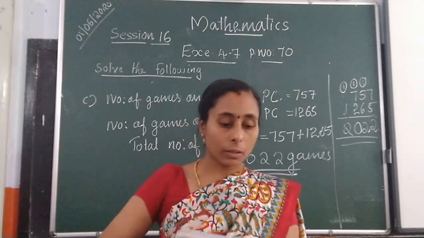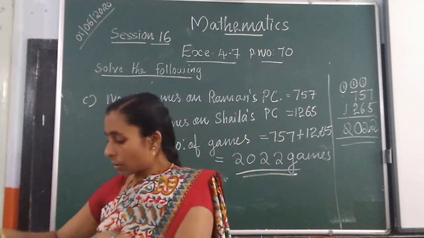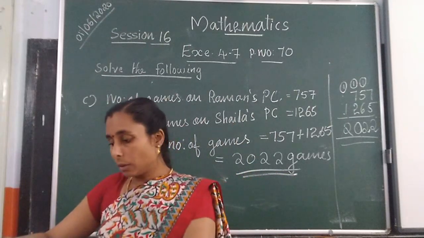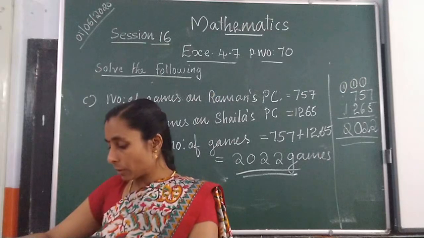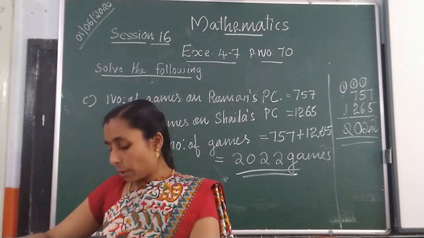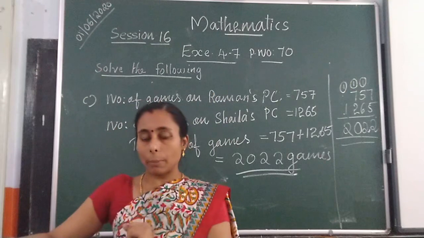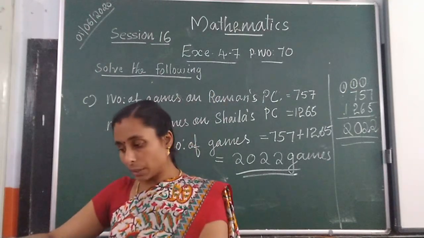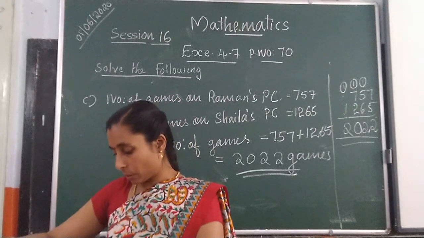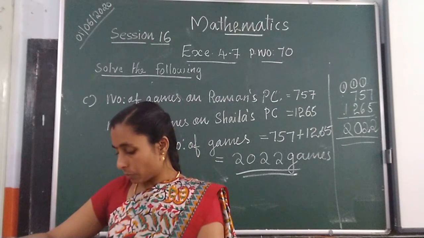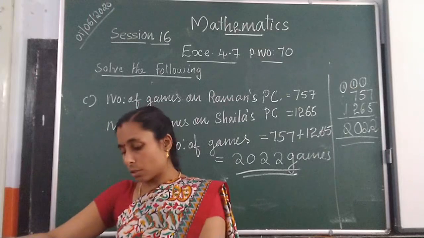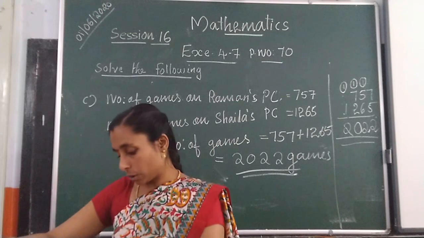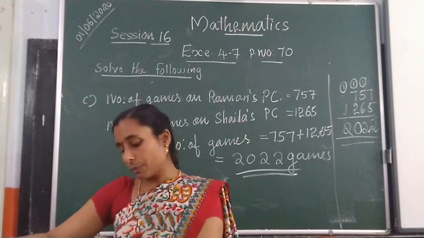Next. Exercise 4.8 is cancelled. Okay. Then you have to learn the points to remember. Points to remember you have to learn from every chapter. That is very important. Points to remember: first one, second one, third one, and fourth one, you have to learn. And the fifth one, cancel.